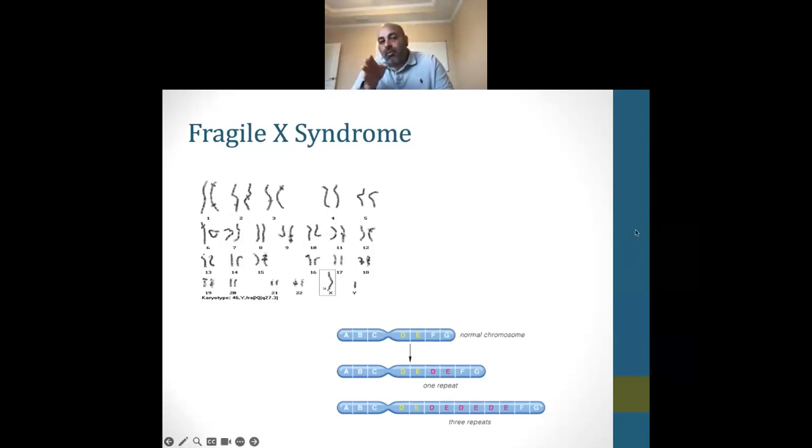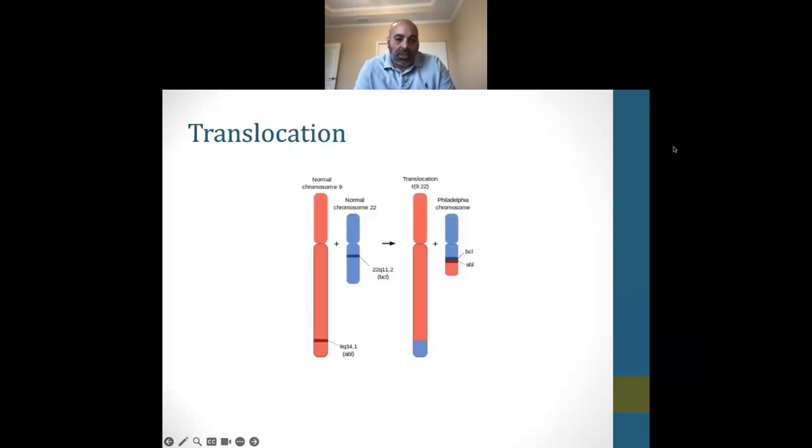You have to remember that every chromosome codes for different areas in the body, and that's why you see these different effects, even though you're just messing up one chromosome, throughout the body.